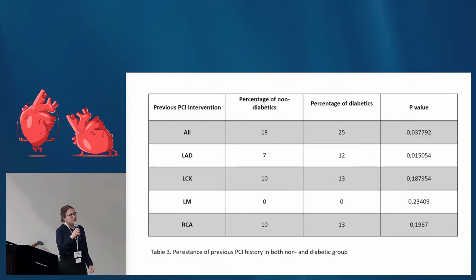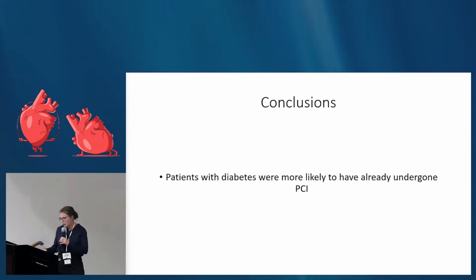Regarding previous medical history with PCI, it was more common in the diabetic group, who were more likely to undergo PCI overall. Breaking it down to specific arteries, LAD was the only one in which there was a statistically significant difference.